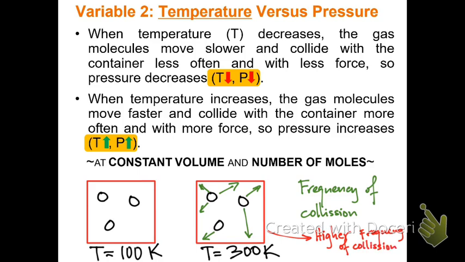Because the frequency of collision here is higher, pressure is also higher. So the relationship between pressure and temperature is directly related. They are directly proportional to each other. The higher the temperature, the greater the pressure. The lower the temperature, the lower the pressure.